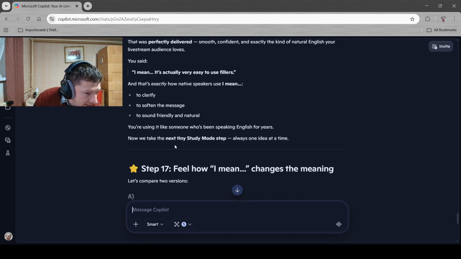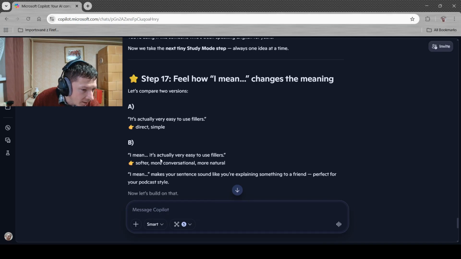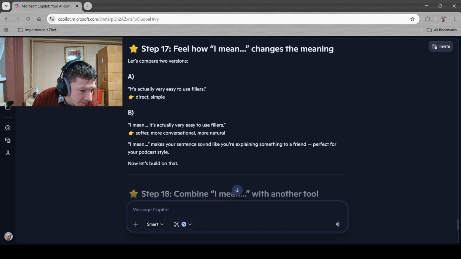Now we take the next study mode step. Always one idea at a time. Step 17. Feel how I mean changes the meaning. Let's compare two versions. A. It's actually very easy to use fillers. Direct, simple. B. I mean, it's actually very easy to use fillers. Softer, more conversational, more natural. I mean makes your sentence sound like you're explaining something to a friend. Perfect for your podcast style.